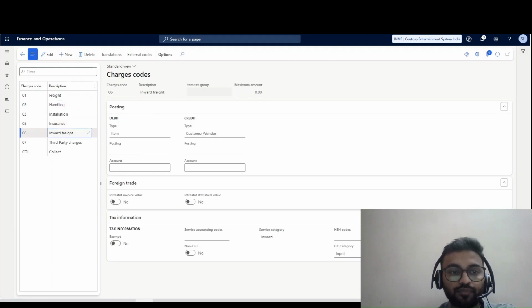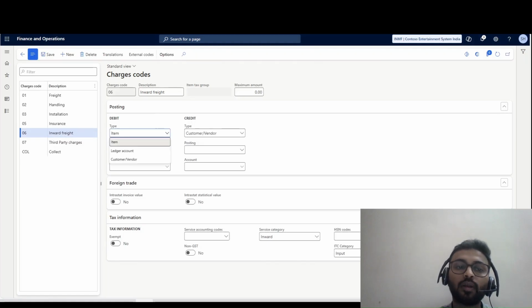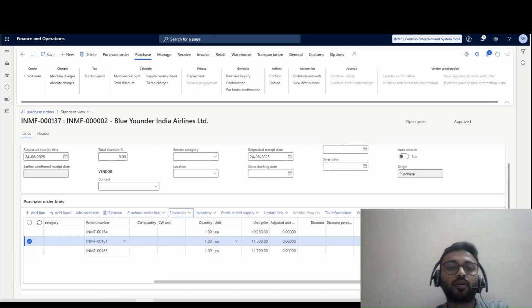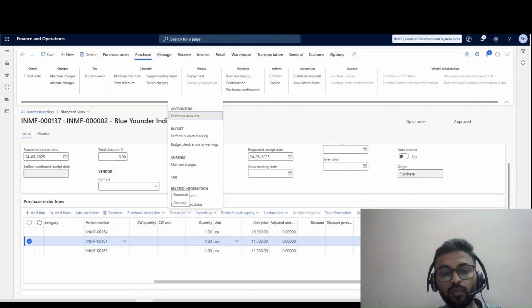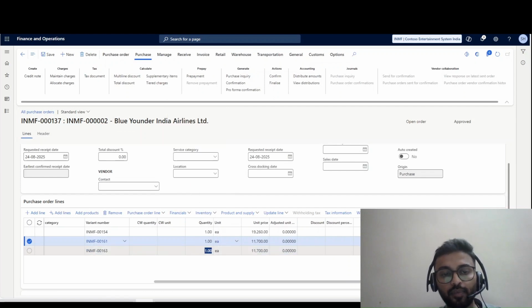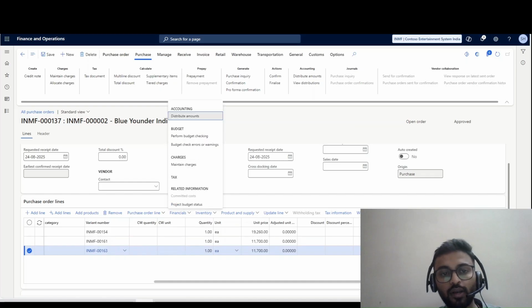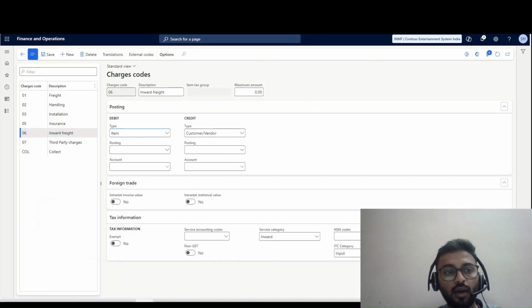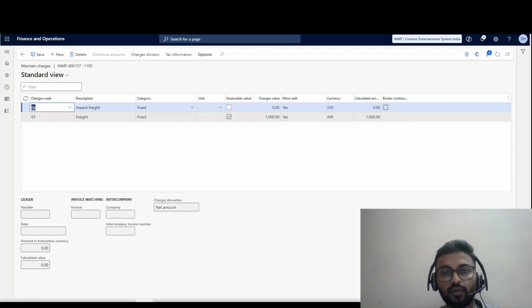So now I will take the example of the internal charges. Internal charges means load on inventory. In this case, my cost will be charged to my inventory or items. So here I have selected items, and it will cost to the vendor and customer. So here, in line number 3, I will add one maintain charges with charge code 06, and I am writing 500 rupees.